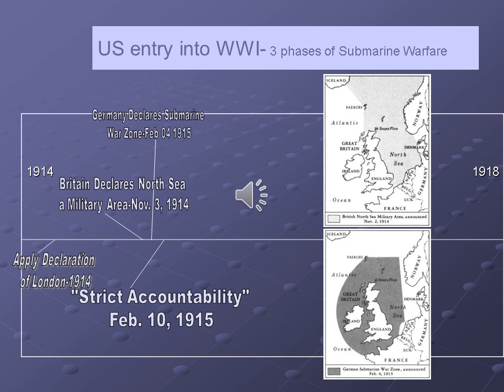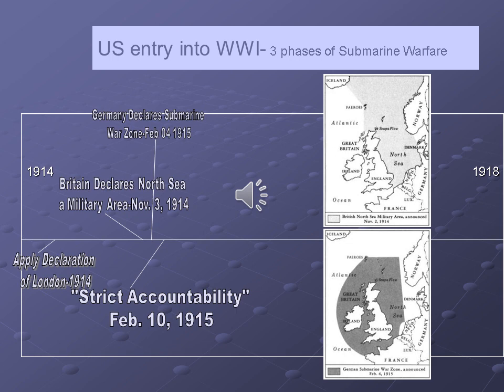Then shortly after that, Great Britain declares the North Sea a military area. They did this on November 3rd, 1914. If you look at the little map on the slide, you'll see that the North Sea is where Germany has its ports. So they basically blocked this off. They put a minefield there, and that minefield keeps Germany from being able to move forward.